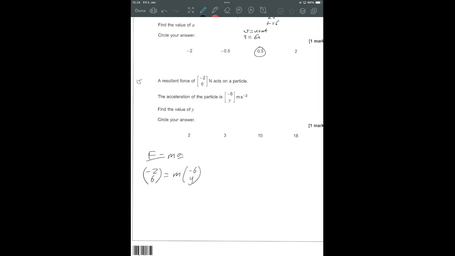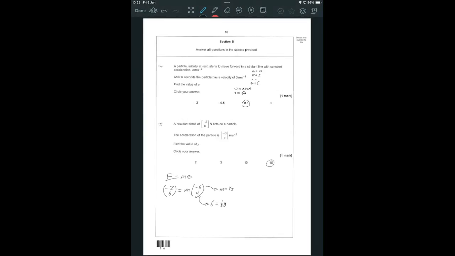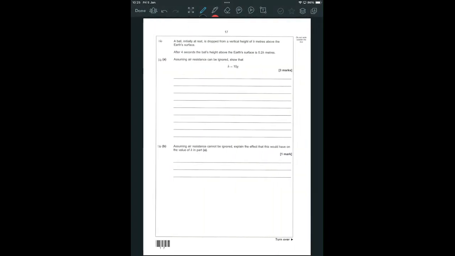ma. Using the top row, m is a third to get from -2 to -6. So that's saying that 6 is equal to a third y. So y is 18. Let's make that a little more obvious where those two lines of working came from. Okay, nice and simple.